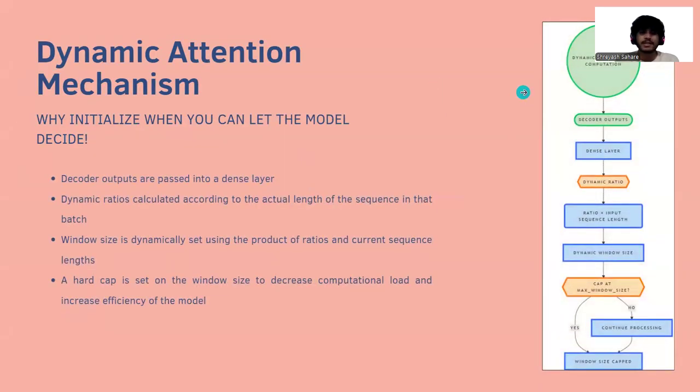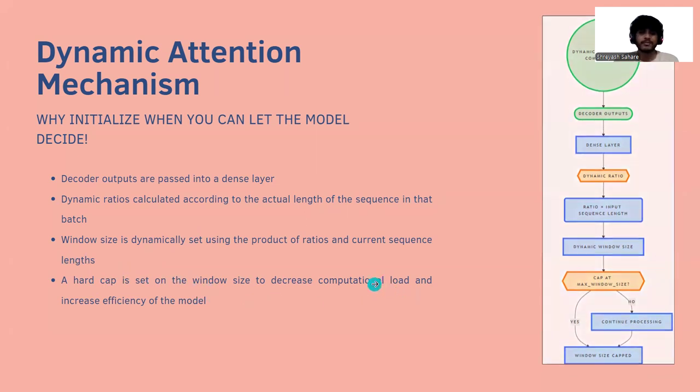And this is a brief diagram of the dynamic attention mechanism, where the decoder outputs are passed into the dense layer. The dynamic ratios are calculated through the dense layer, and using the actual sequence lengths, they are multiplied with the dynamic ratios to set the window size. I also set a hard cap on the window size to decrease the computation load and increase the efficiency of the model.